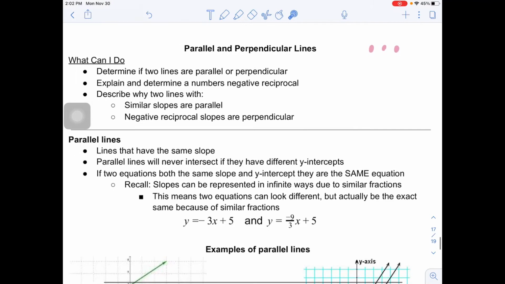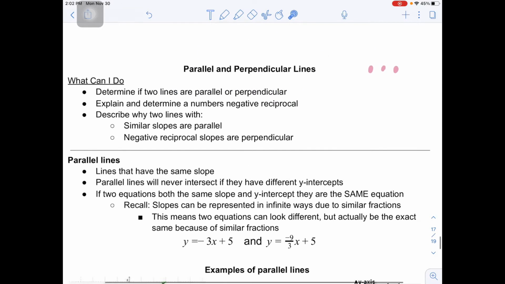In this video, we are going to talk about parallel and perpendicular lines. Now, in order to do this topic, you need to know a ton about slope. Okay, and you also need to be very used to the equation y equals mx plus b, so slope-intercept form.